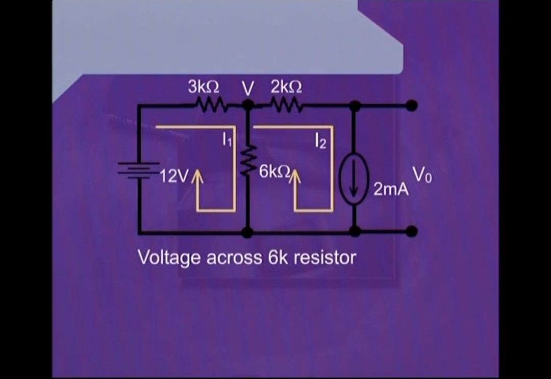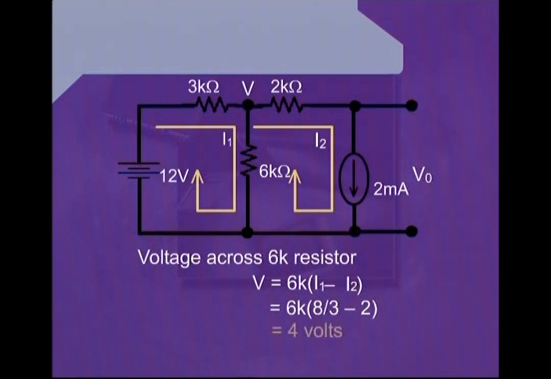Now voltage across 6K resistance can be given as V is equal to 6K into I1 minus I2. That is once again that through 6K there are two currents which are flowing in opposite direction. Therefore, we can write, after putting the value of I1 and I2, V is equal to 6K into 8 divided by 3 minus 2. That will be equal to 4 volts.